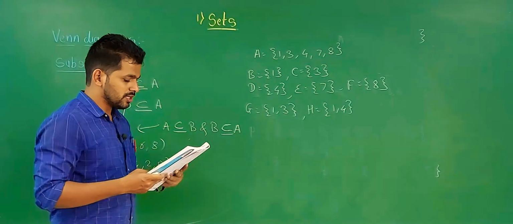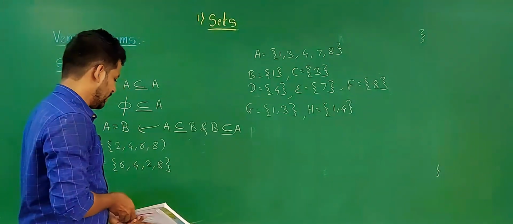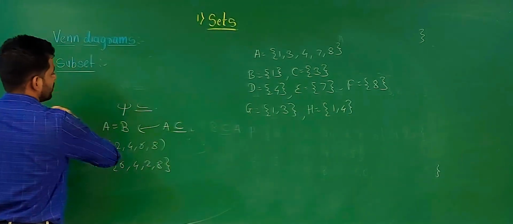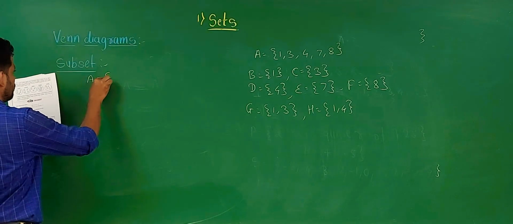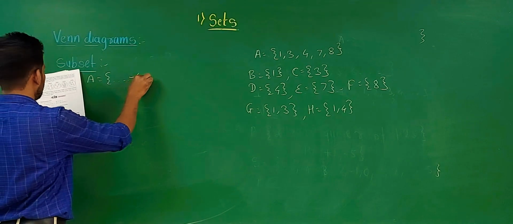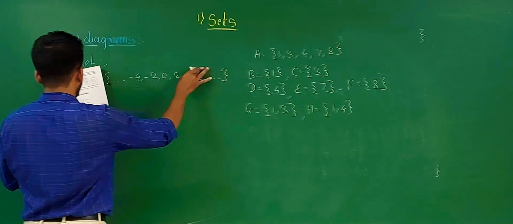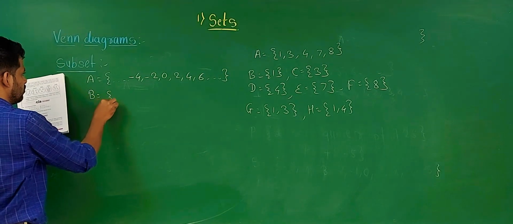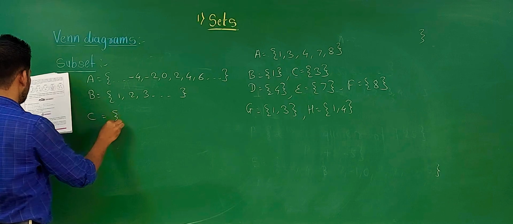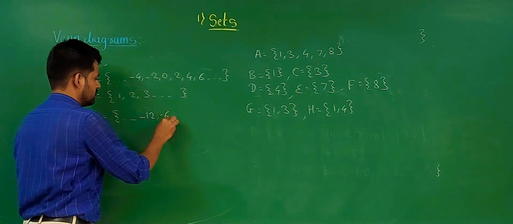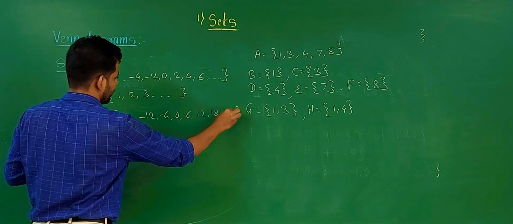Now some sets are given below. Discuss and decide which of the following statements are true. Okay, let's see, we take one solved example also based on subset. A is equal to dot dot dot, that is -4, -2, 0, 2, 4, 6, up to infinite. B is equal to 1, 2, 3 up to infinite. C is equal to -12, -6, 0, 6, 12, 18 up to infinite.